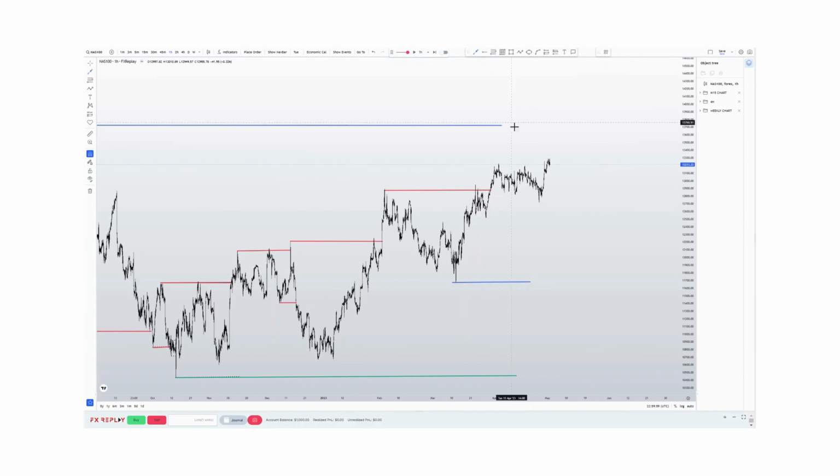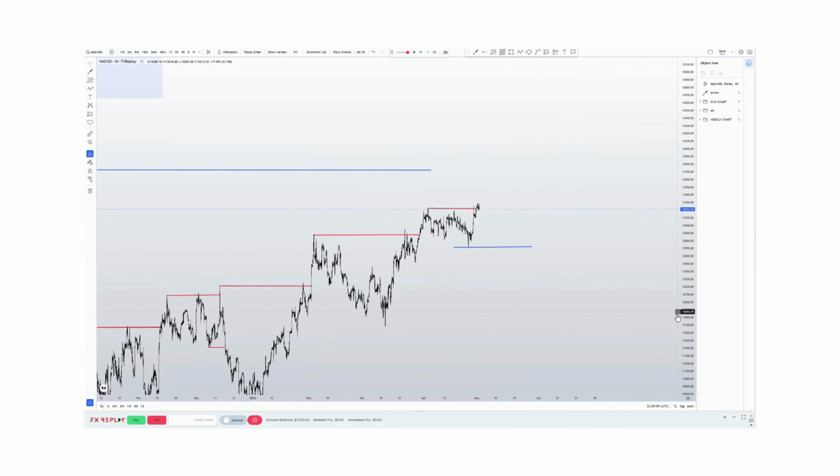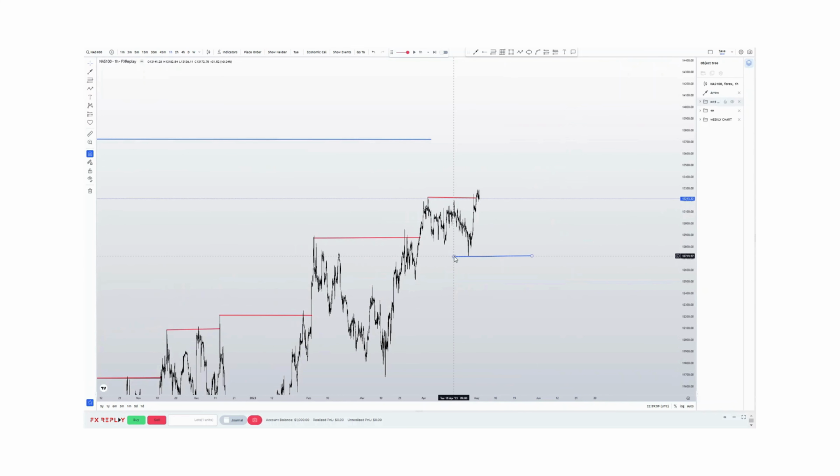See, here we have a break, another break of structure, and the protected swing moves to the lowest point, because we're in a bearish order flow. We have lower lows, lower highs, lower lows, lower highs.